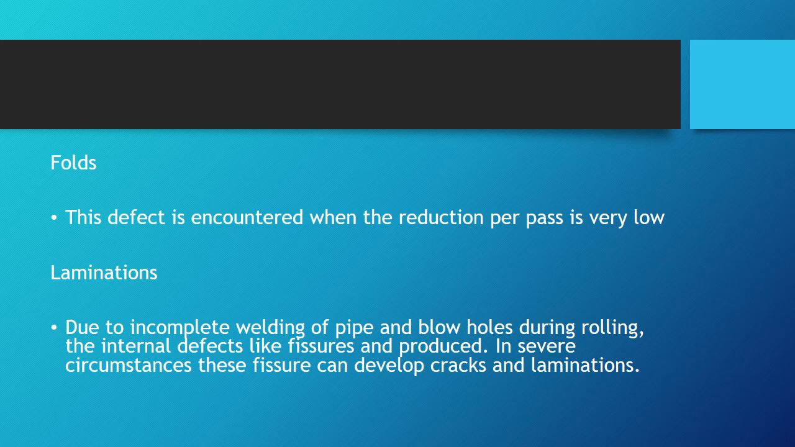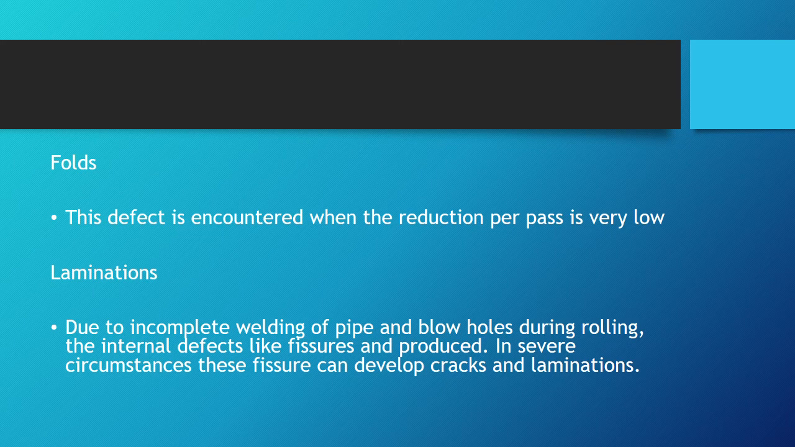The next kind of defect is called laminations. This happens due to incomplete welding of pipes and blowholes. Blowholes are generally generated when you are producing a material by casting. Blowholes are small holes, like small air pockets inside the material, which get generated during the casting operation. When you roll this material, these blowholes will generate small fissures, small ruptures, inside the material.